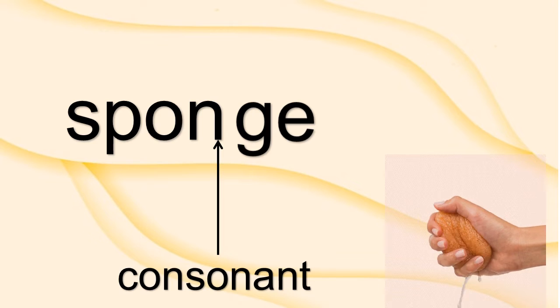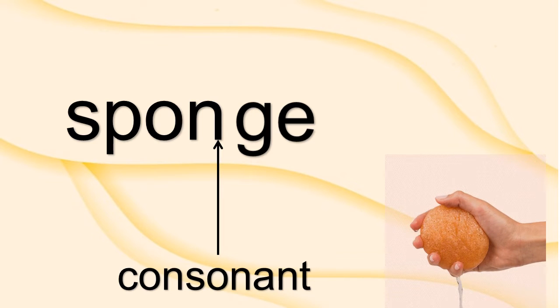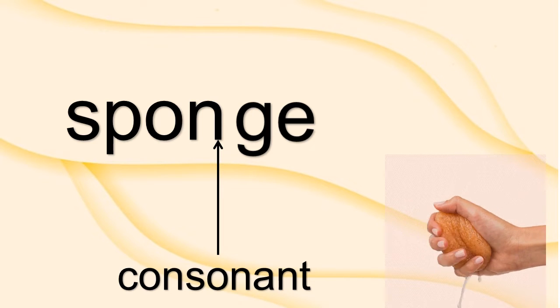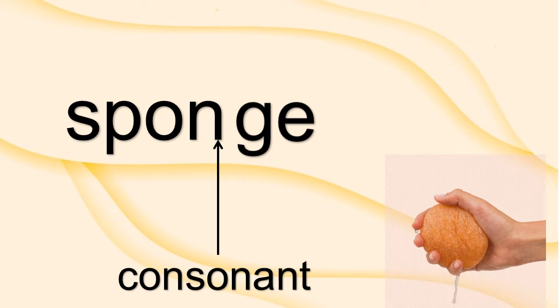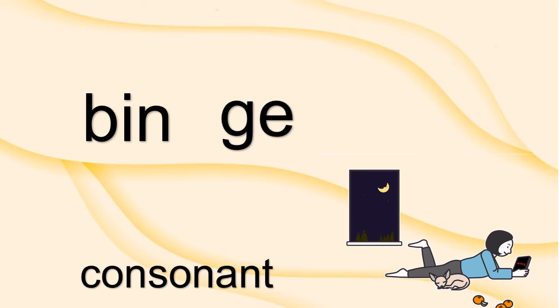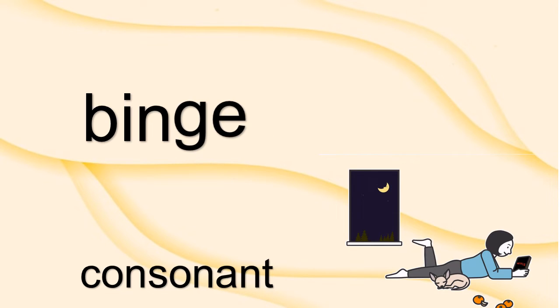Now let's see some examples where we have consonants before the J sound. In sponge, we have N, which is a consonant before the J sound, so we write G and E. In the word binge, we have an N before the J sound. Since N is a consonant, we write G and E.